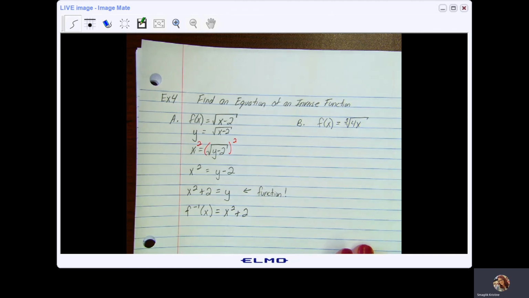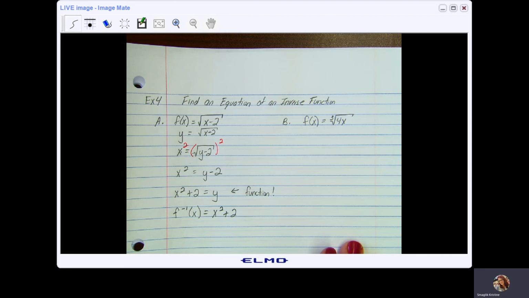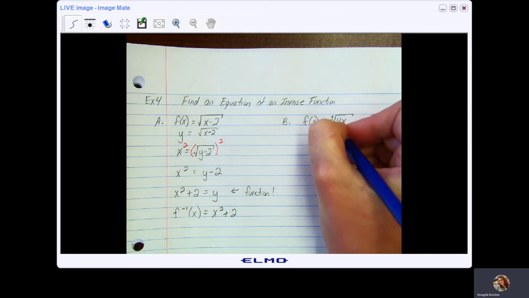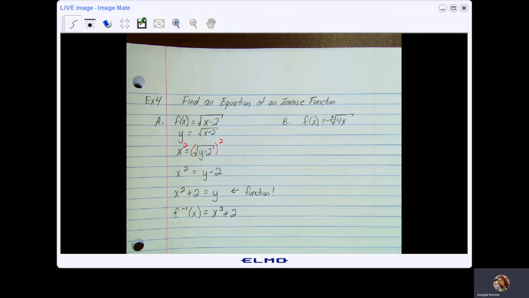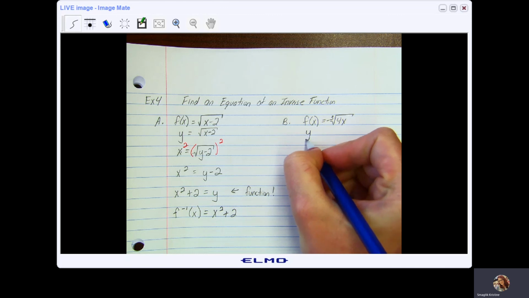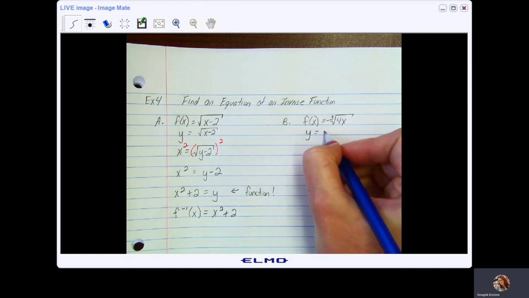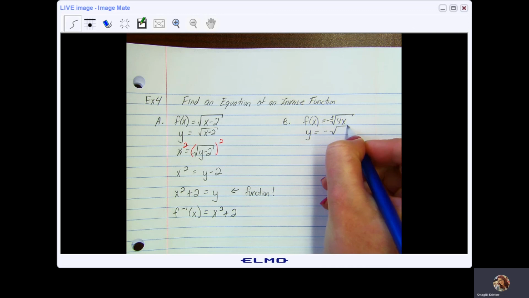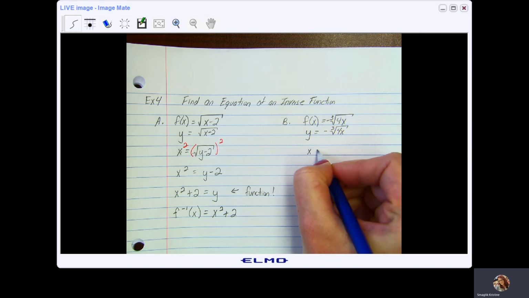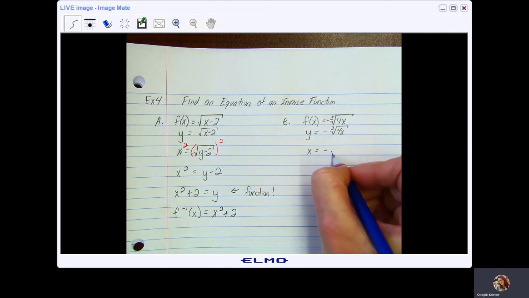Let's take a look at B. And looks like I left off a negative. There should be a negative here. So it is the negative cube root of 4x. So again, this is y equals the negative cube root of 4x. I'm going to switch my variables. I now have x equals negative cube root of 4y.